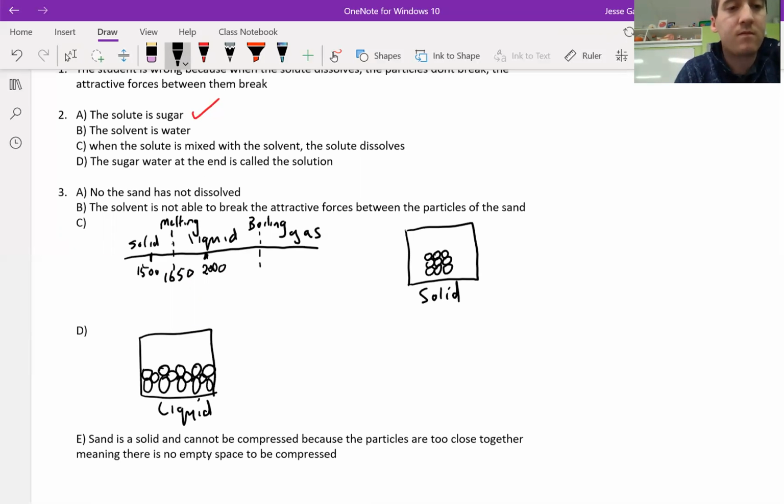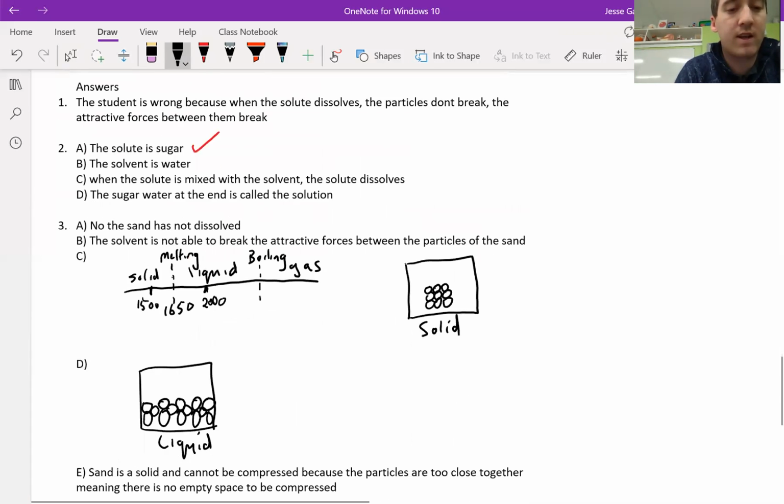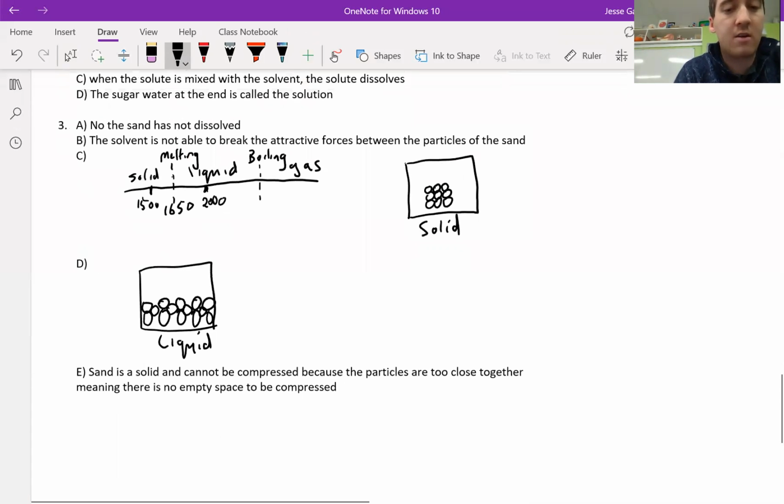Last one then. Explain why sand cannot be compressed. Sand is a solid and cannot be compressed because the particles are too close together. That means there's no empty space to be compressed. Some of those questions were revision of previous topics. It's really important that we're always thinking back and revising and making links between what we already know and what we're learning new today.